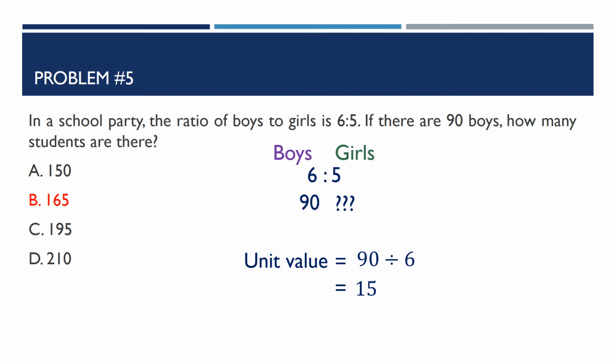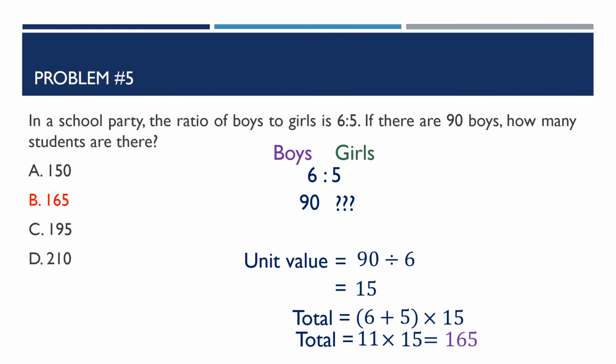Or you can do this. Just add the total number of units, the 6 for boys and 5 for girls, 6 plus 5, times the 15, because each unit represents 15 students. So it's 11 times 15. That is 165. So as I said, if you want to know the number of girls, just multiply 5 units by 15. So you will know the number of girls, and then you can add it with 90. So that's another way of solving this problem.